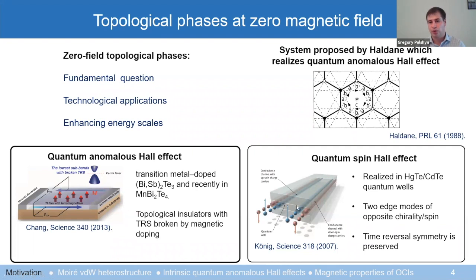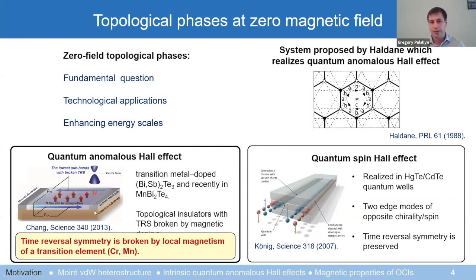And this gives us inspiration: how can one engineer a quantum anomalous Hall state starting from a quantum spin Hall state? If we introduce some external agent which will break time reversal symmetry, this might enable us to get rid of one of these modes, and we will end up with a quantum anomalous Hall state. And this is conceptually how the quantum anomalous Hall state was realized in magnetically doped topological insulators. In this case, time reversal symmetry is broken by the local magnetism of a transition element, such as chromium or manganese.